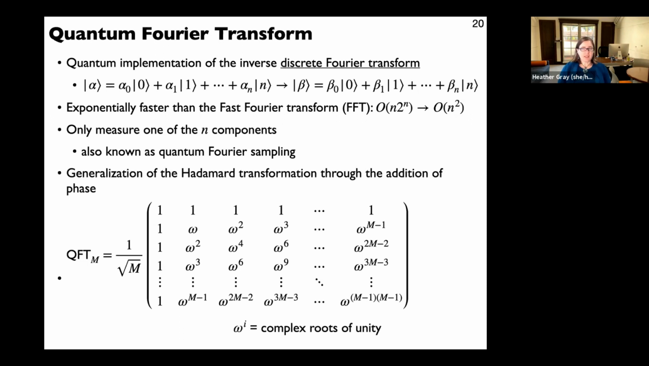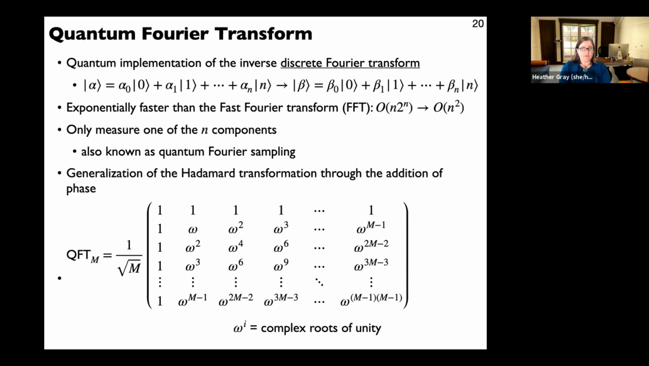And the way it's done is it's really a generalization of the Hadamard transformation, which we talked a little bit about yesterday, through the addition of phase. And here's actually the matrix, really writing it out, where you can see these omegas, which of course are the different complex roots of unity.